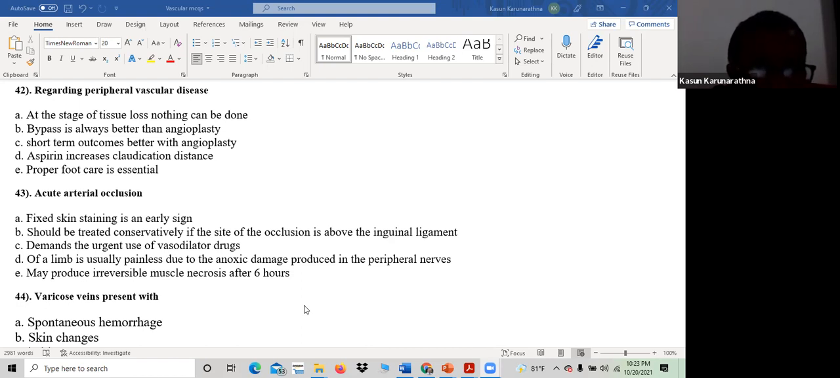Aspirin increases the claudication distance. What do you say about 42D? Yes, it's false. Proper foot care is essential. 42E. That is true. Yes, to avoid trauma and ulceration, right?